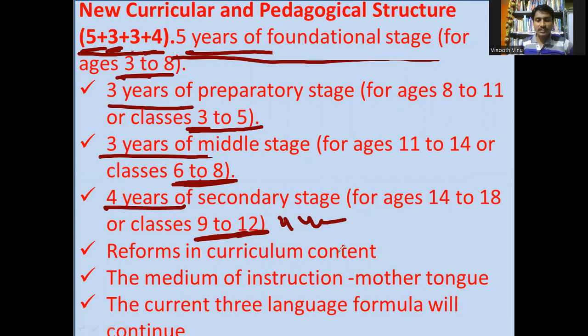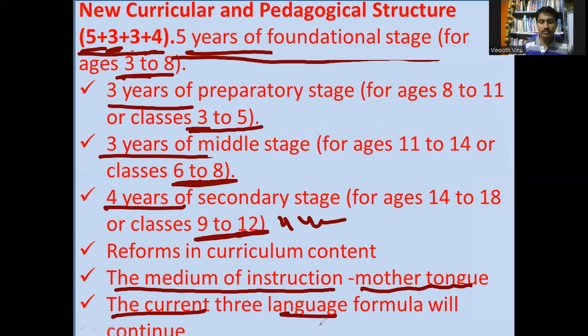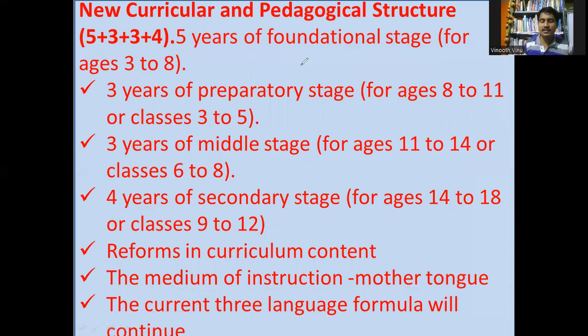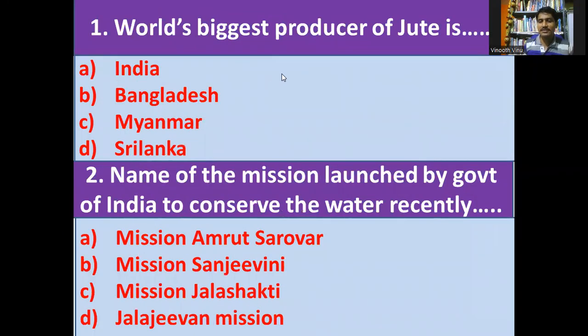So there are reforms in curriculum content and the medium of instruction. Very importantly, NEP's main objective is that the medium of instruction of education is to be in their own mother tongue. Okay, then it is easy to get their education. Next, the current three language formula will be continued. I mean, the three language formula which currently exists, that is Kannada in our Karnataka, Kannada, English, Hindi, English, Hindi as second and third languages. Kannada or any mother tongue is the first language of a child.